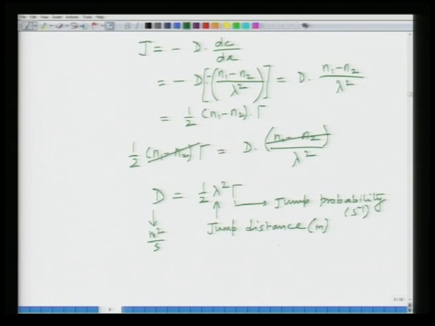In general, for a general system, D can be gamma lambda square tau, where gamma is determined by the possible number of jumps that can happen in a given system. In this case I have taken only two neighbors, so it can only jump to two sides. If you take, for example, a simple cubic material, each atom, which is the corner of the cube, has 6 nearest neighbors. So, it can jump to any of those 6 sides.